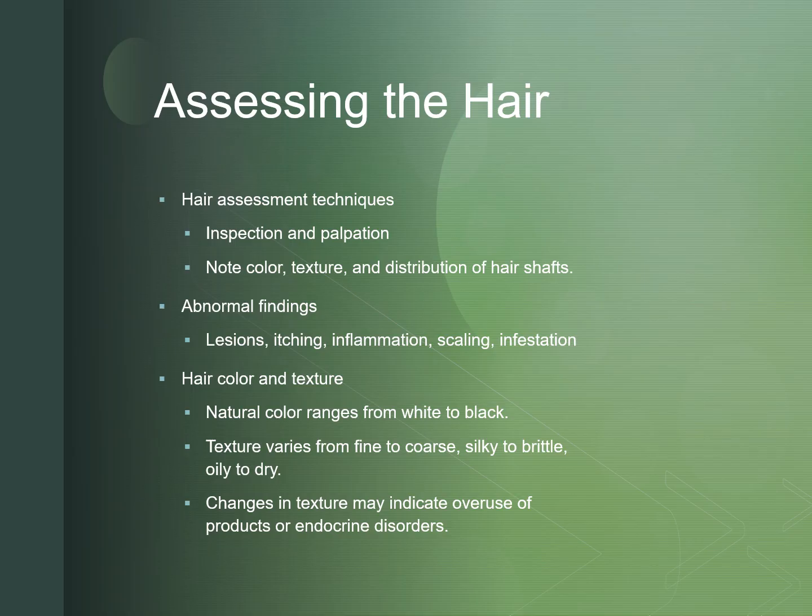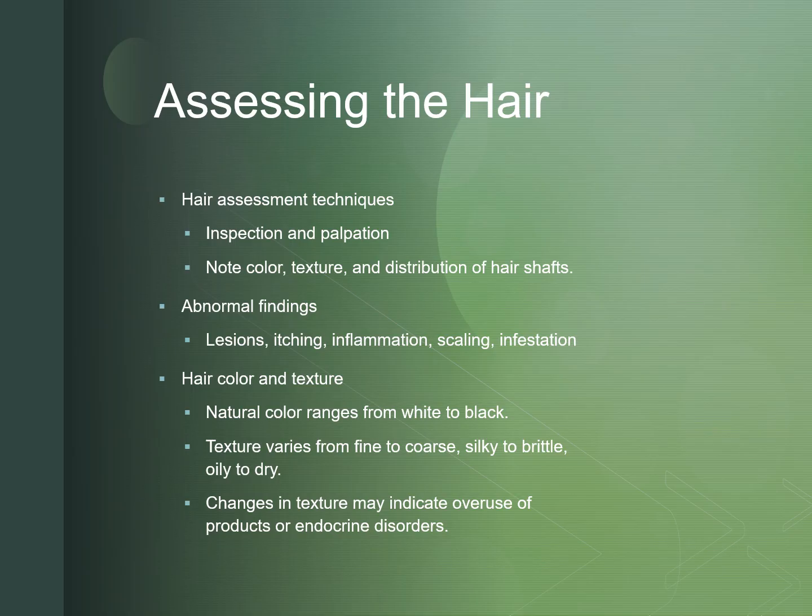Abnormal findings, so key things to assess like lesions, sores, or bumps. Itching could indicate irritation, lice, or dermatitis. Inflammation or redness like scaling or flaking, you want to think dandruff or psoriasis. And then infestation with lice or nits. So these findings can point to infection, dermatologic conditions, or hygiene concerns.